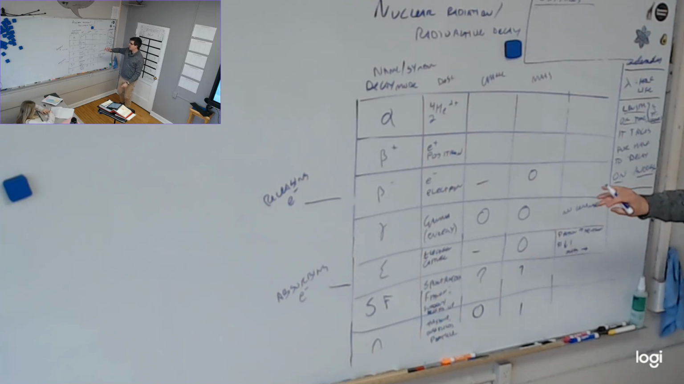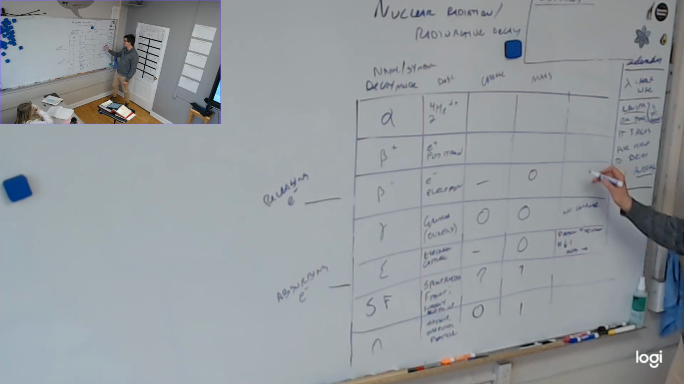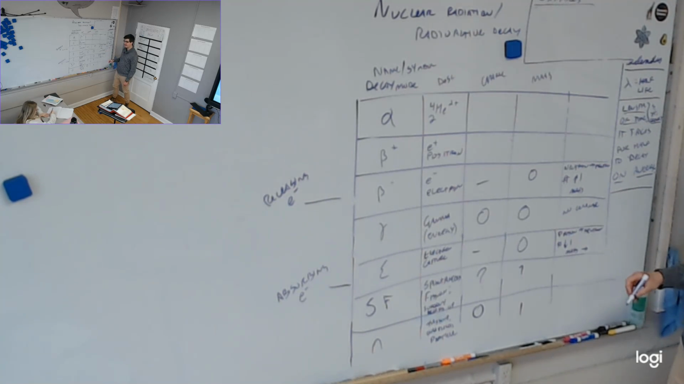And if an electron now is leaving, what is changing? Plus 1 to the atomic number. Right. But is a proton changing into a neutron? No, a neutron is changing into a proton. And so the atomic number does what now? Goes up 1. And the mass number does what? Stays the same.